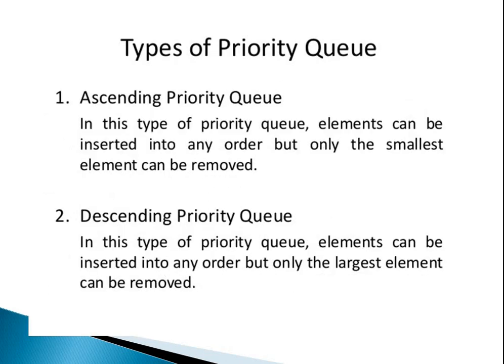Types of priority queue. Ascending priority queue. In this type of priority queue, elements can be inserted in any order, but only the smallest element can be removed first. Descending order. In this type of priority queue, elements can be inserted in any order, but only the largest element can be removed. So in both cases, you have to check as per the priority of the ascending order and the descending order.